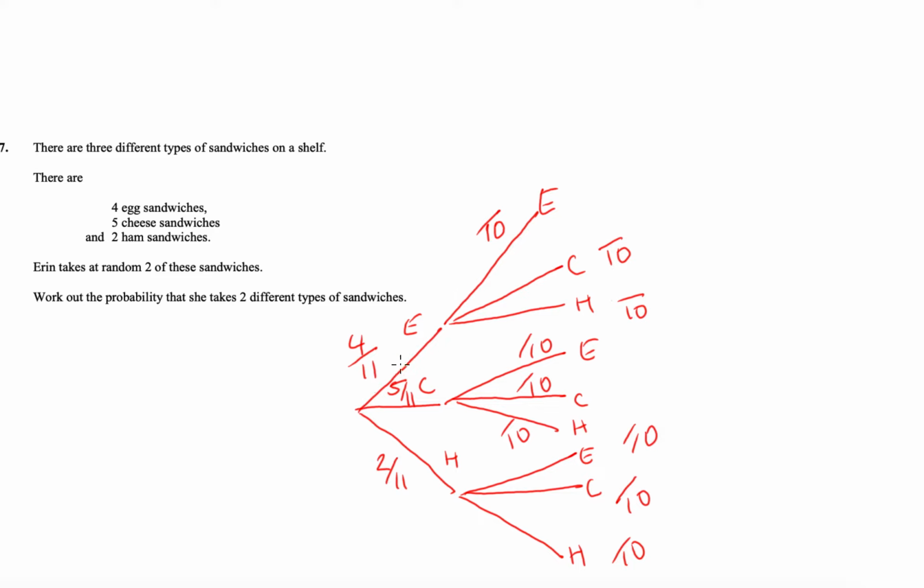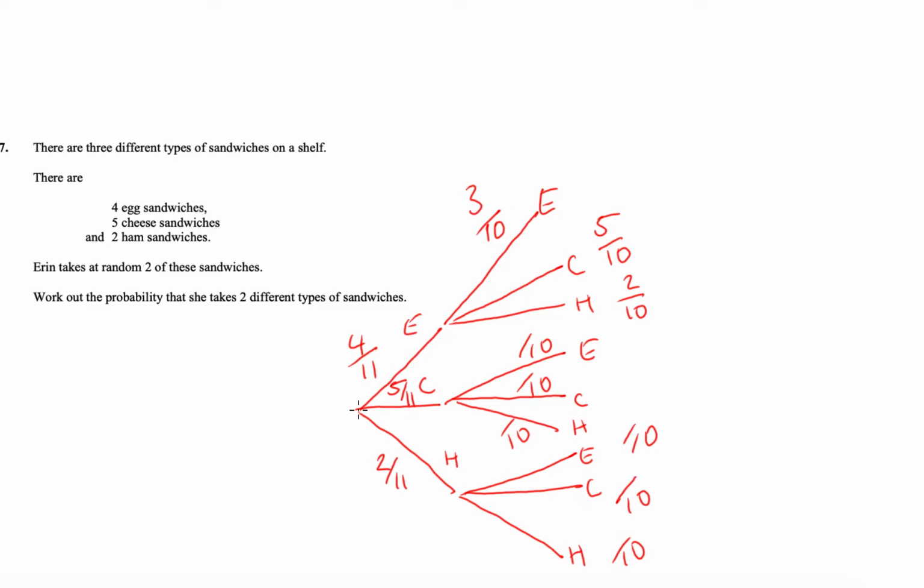So in this scenario, she's taken an egg sandwich. So now there's only 3 egg sandwiches because there was 4 before. Cheese and ham will still stay the same: 5 out of 10 and 2 out of 10. And if you notice as well, they should add to 1. 3 out of 10, 5 out of 10, 2 out of 10 adds to 10 out of 10, which is 1.